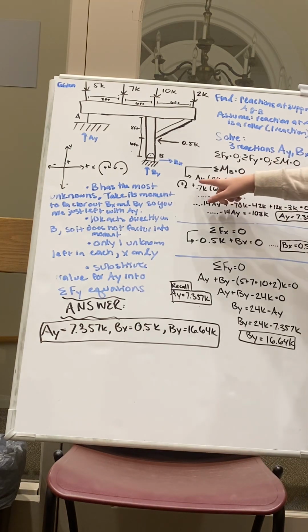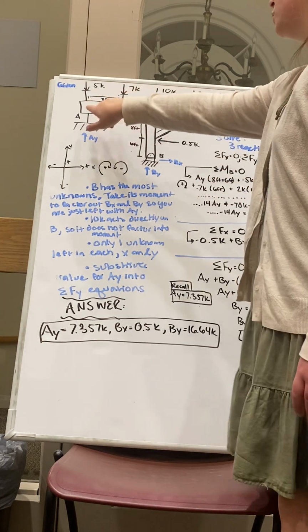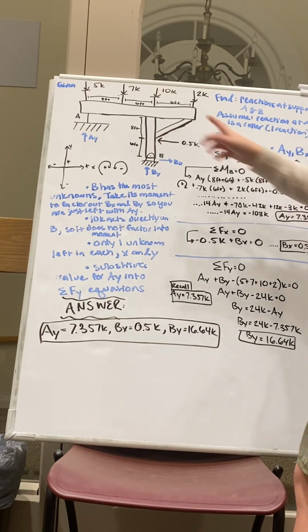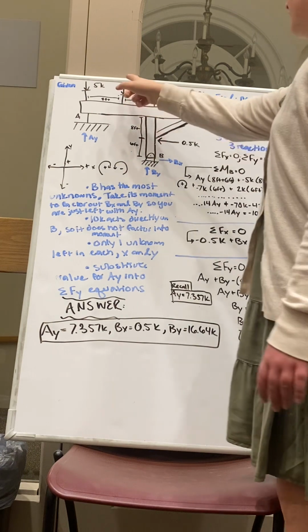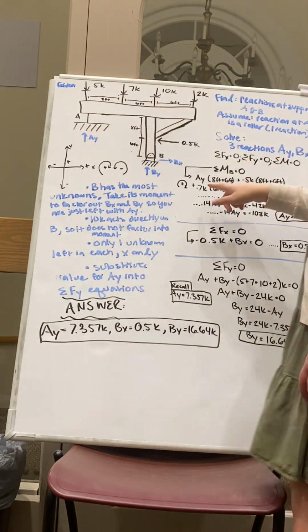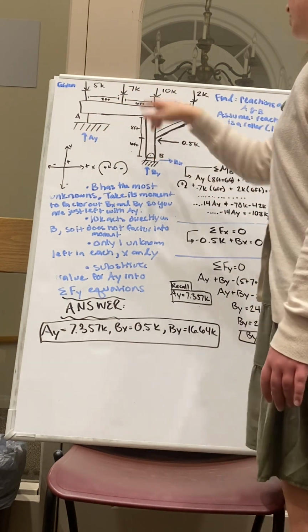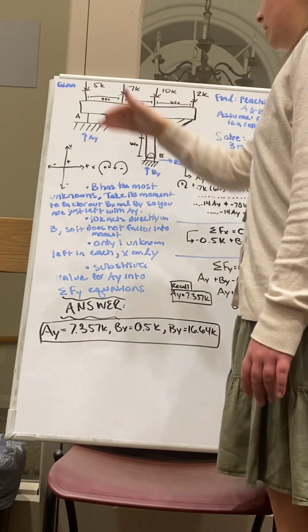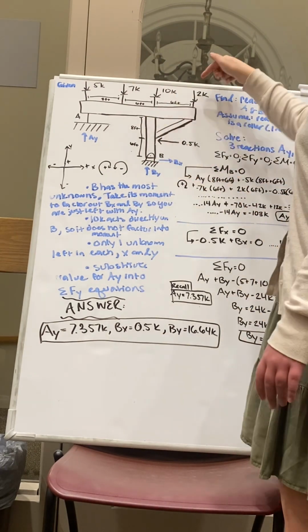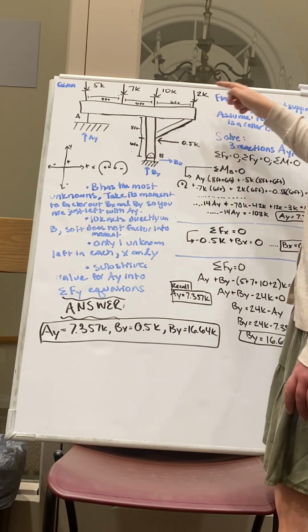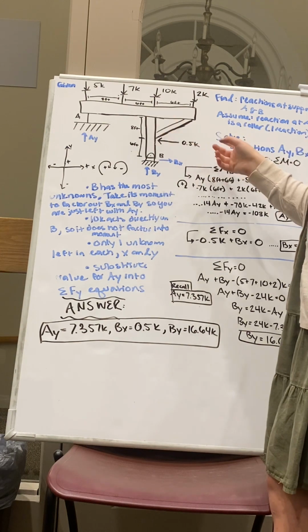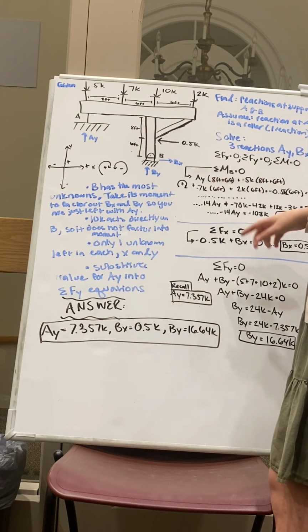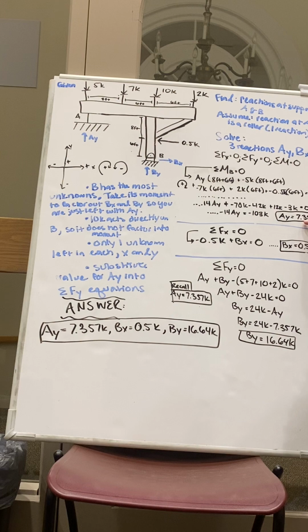So in this, we have AY times the 14 feet, the force and the distance, and it's going to be in the positive direction because it creates a positive moment. Negative 5k in the distance of 14 feet, negative 7k, and again these are negative because they're causing a negative moment because they are in the counterclockwise direction. 2k is going to be causing a positive moment because it's in the clockwise direction, distance of 6 feet, and negative 0.5k because it's going to be causing a negative moment in the counterclockwise direction. So isolating and solving for AY, we have AY equals 7.357k.